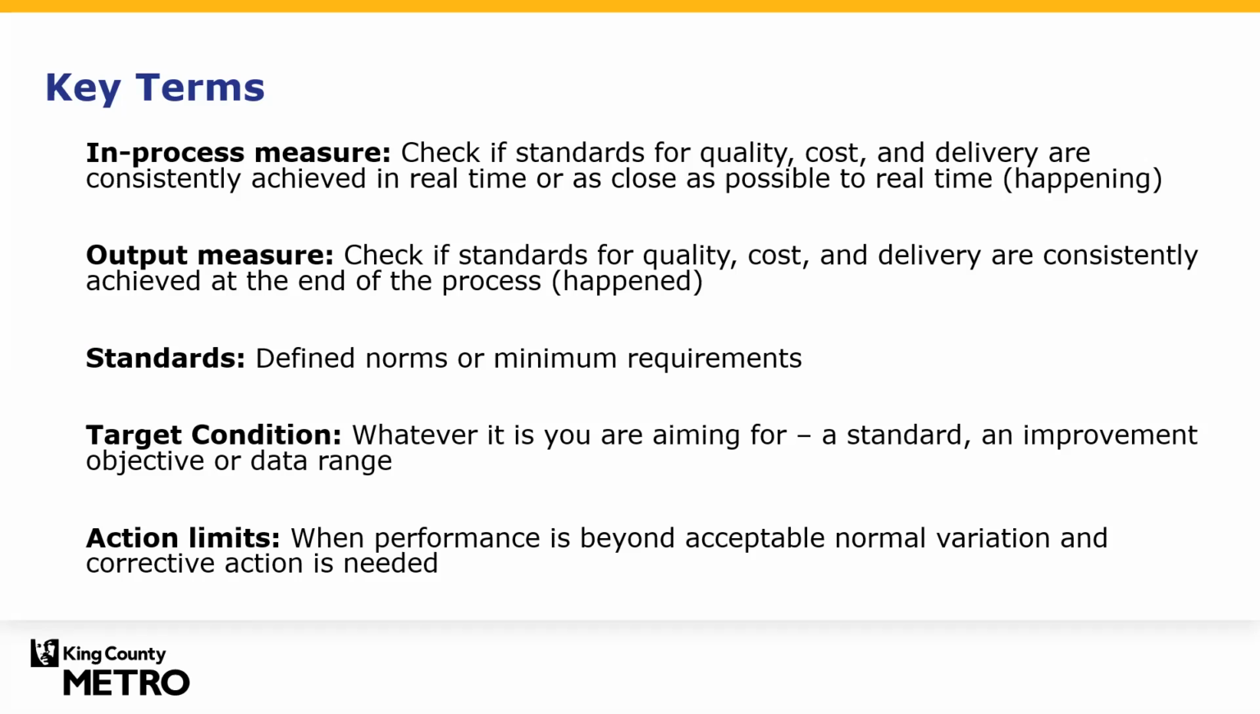Action limits. It's when your process is beyond the acceptable normal variation and corrective action is needed. See, it's normal to have variation in your process, and the action limits mark where those limits are. So when something goes beyond it, you know you need to investigate.